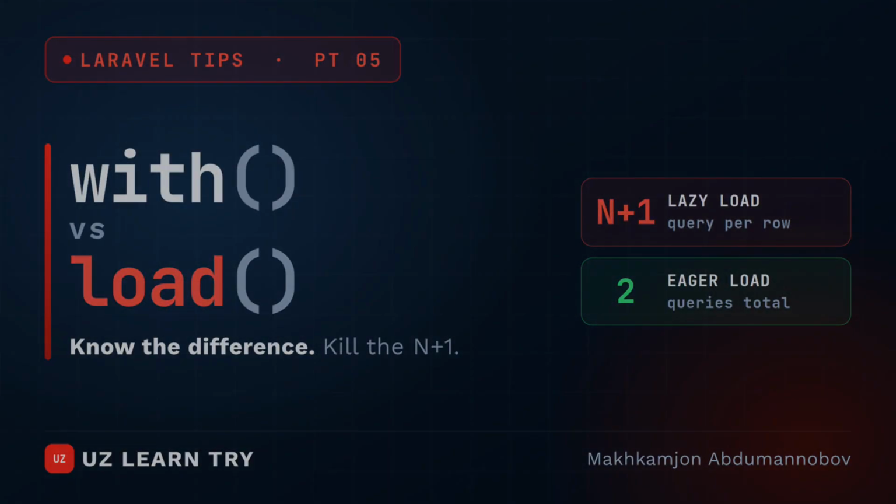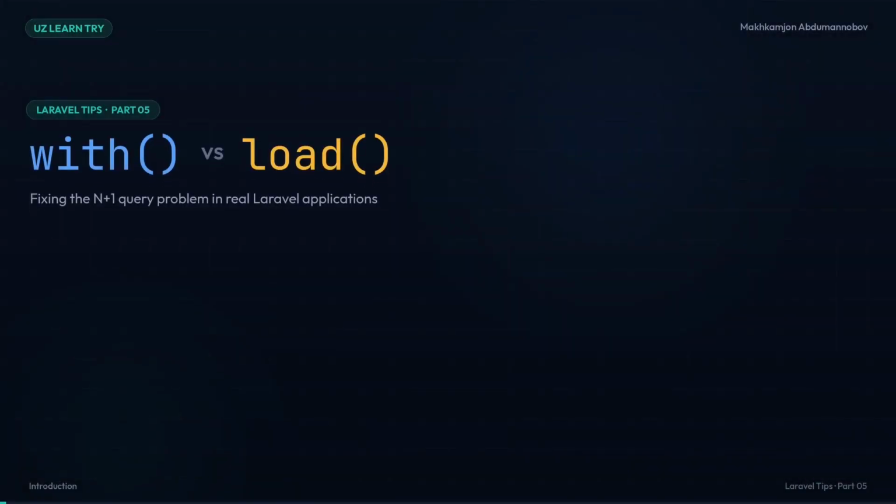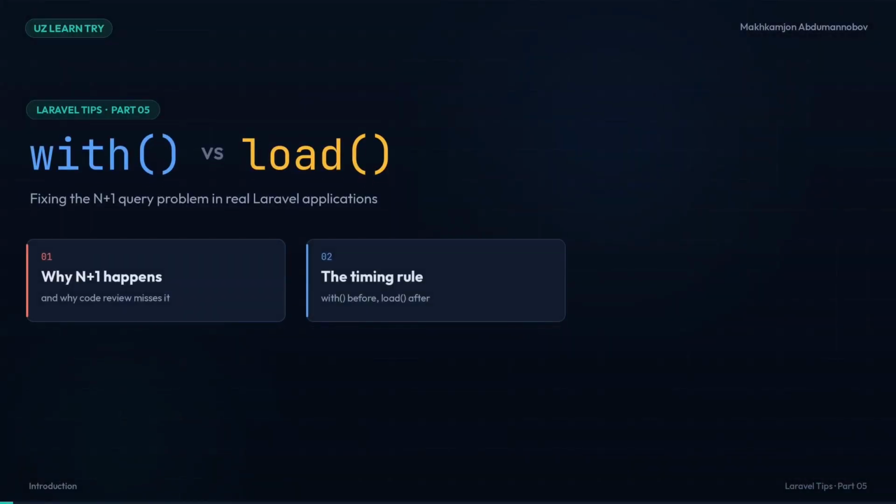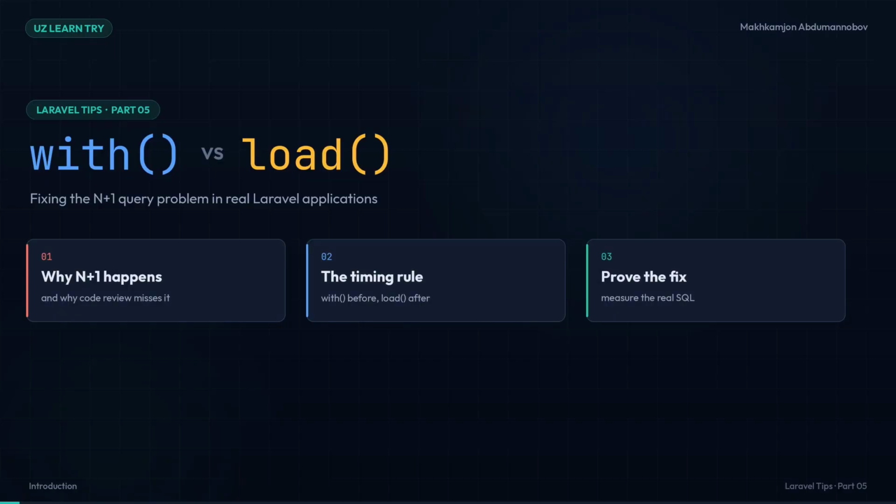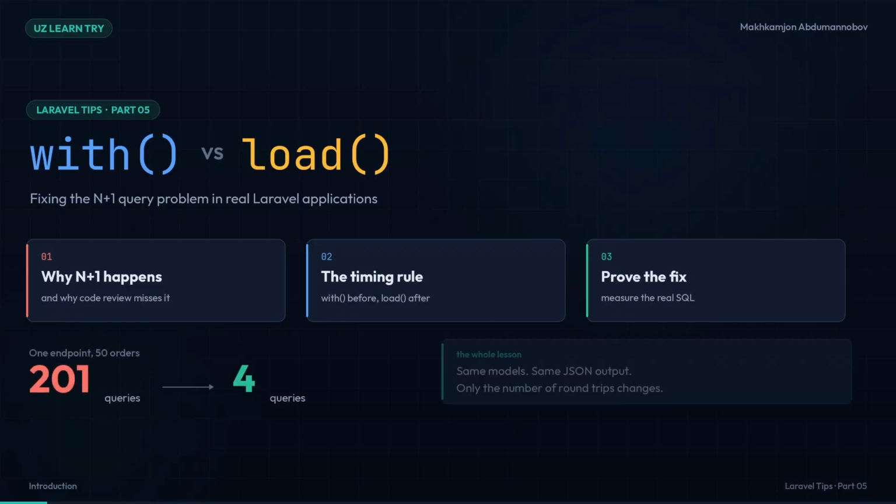This is Laravel tips part 5. Today we fix one of the most common performance bugs in real Laravel applications, the n+1 query problem. And we settle a question that confuses a lot of developers. When do you use with and when do you use load?